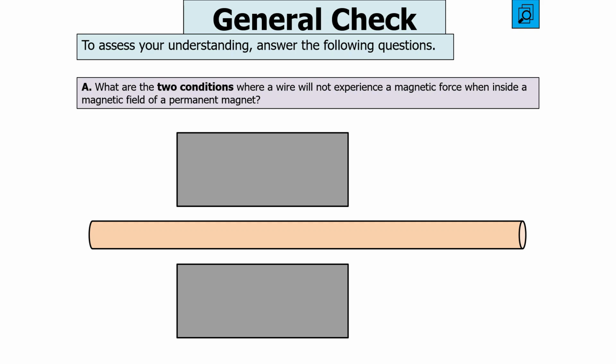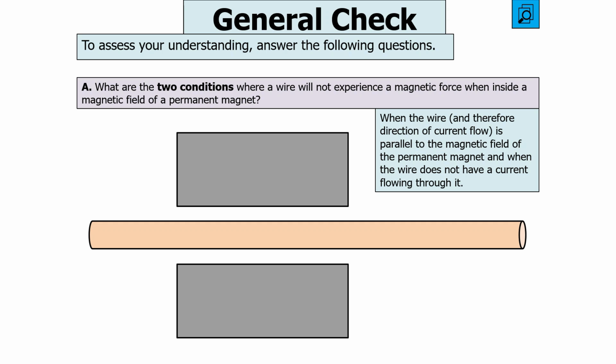What are the two conditions where a wire will not experience a magnetic force when inside the magnetic field of a permanent magnet? This occurs when the wire, and therefore the direction of current flow, is parallel to the magnetic field of the permanent magnet, and also when the wire does not have a current flowing through it.